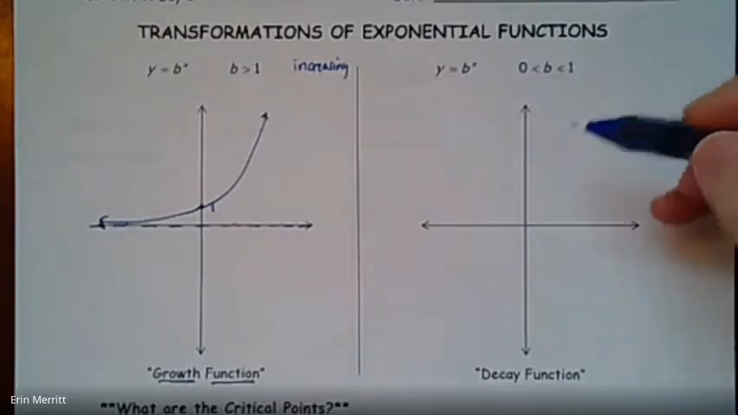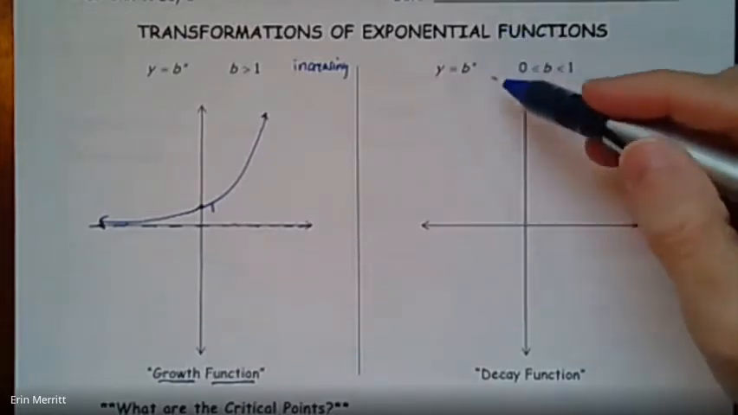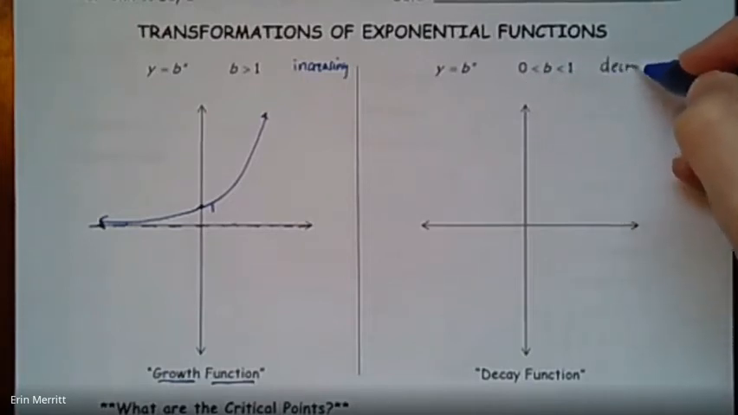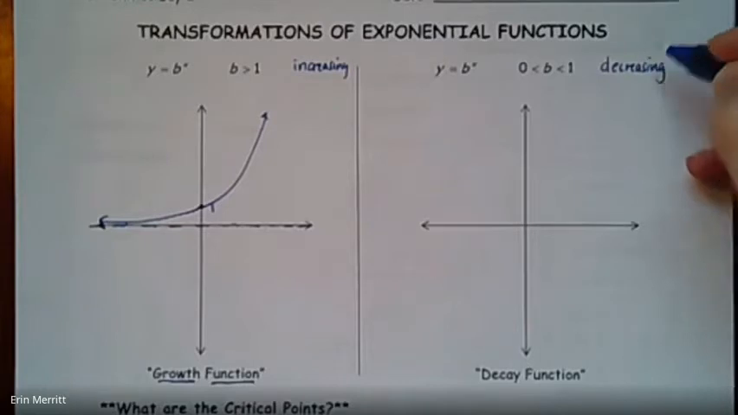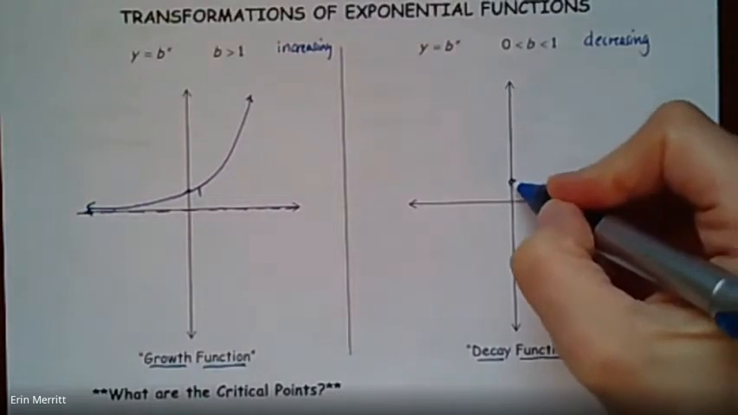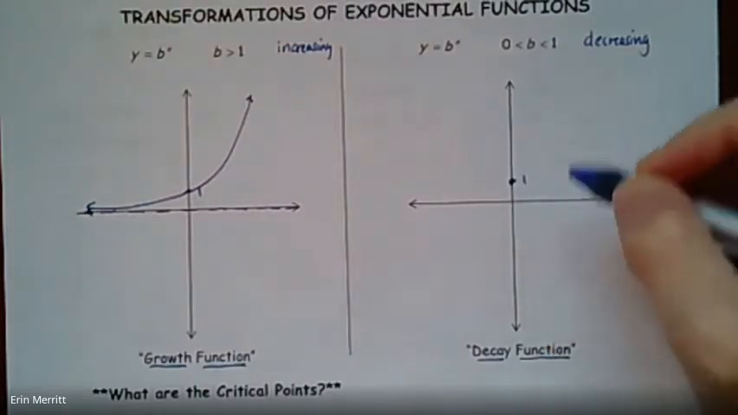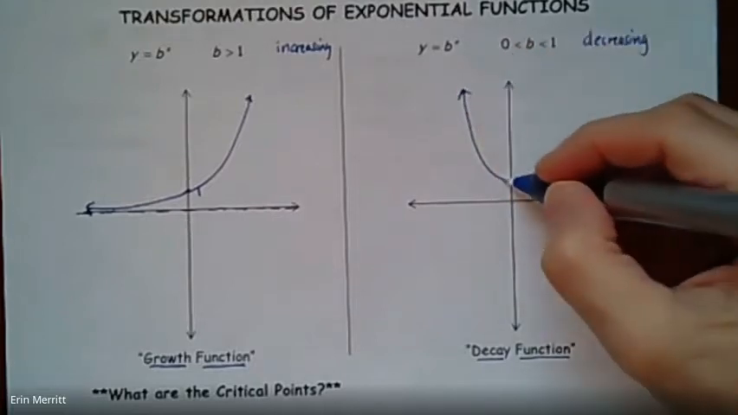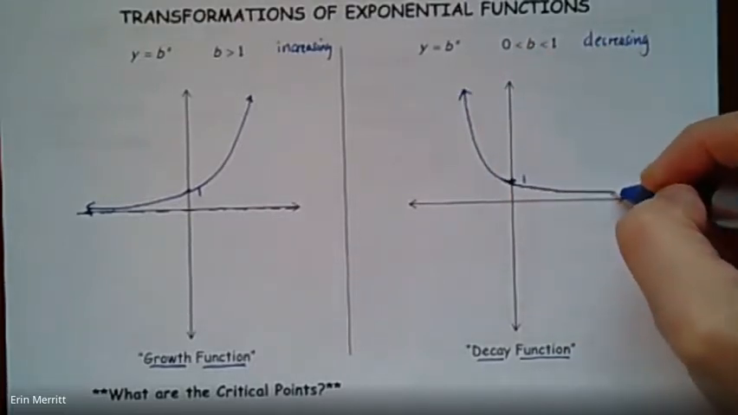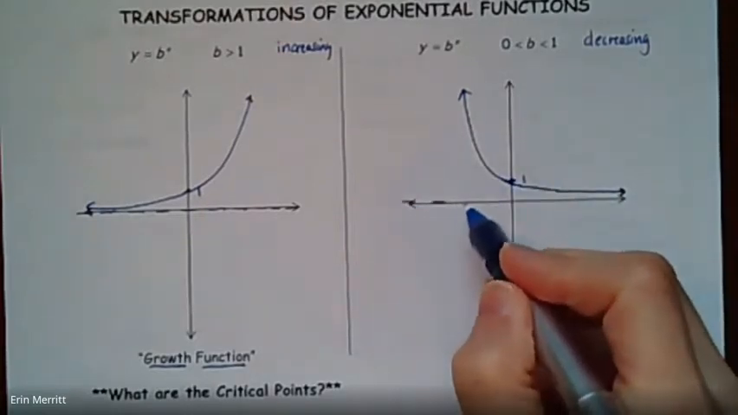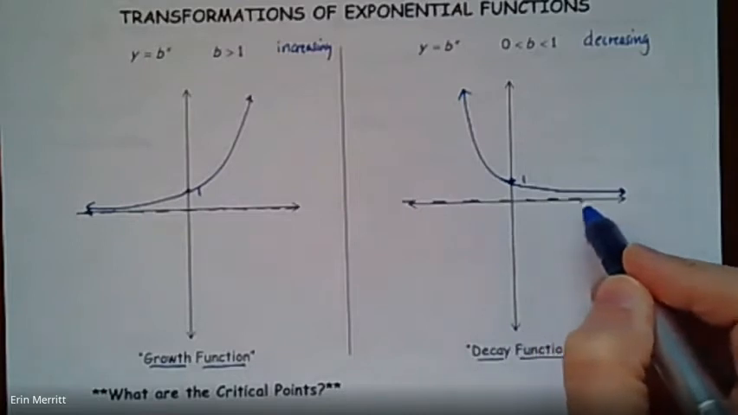Whereas the other equation, when b falls between 0 and 1, this would be a decreasing function, or also known as a decay function. You'll still find the same y-intercept right here at 1, and then it would be increasing as we go to the left, and then decreasing as we head to the right, and bottoming out at 0 there. So we still have the same horizontal asymptote, just like that.